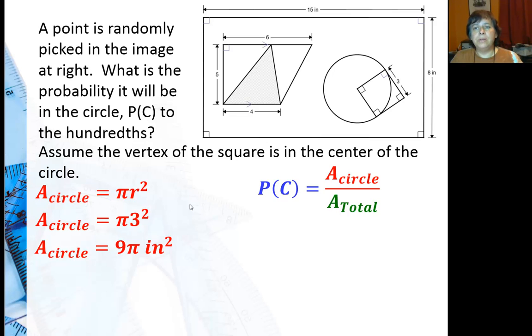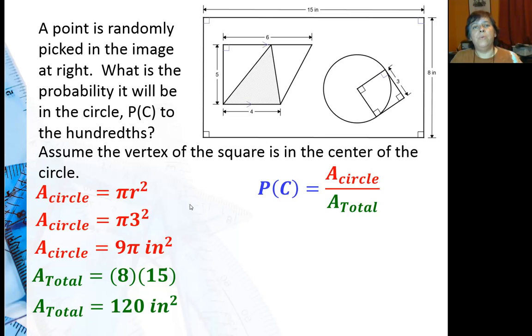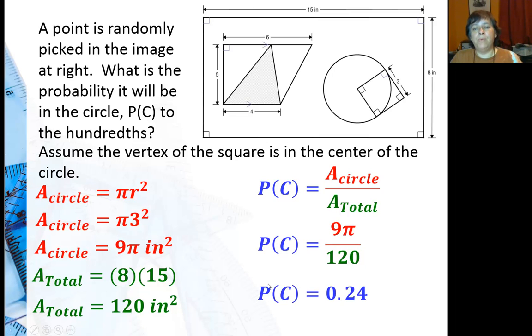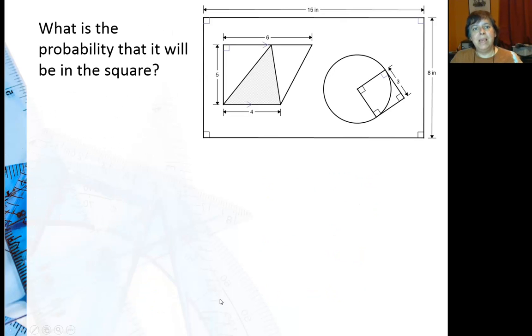And the total area is pretty straightforward because it's just a rectangle. It's going to be 8 times 15, or 120 inches squared. So to calculate the probability, I'm going to take that 9 pi and that 120 and put them over each other. So 9 pi divided by 120, if I want to put this in an approximation, is 0.24 after rounding. So what is the probability it'll be in the square?